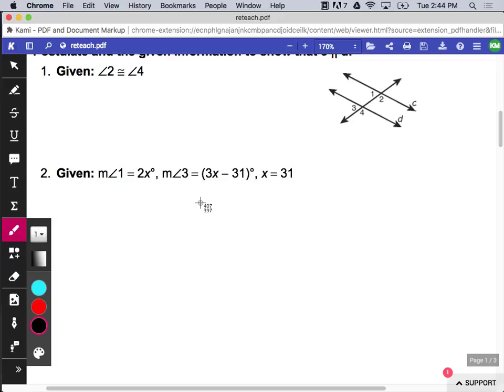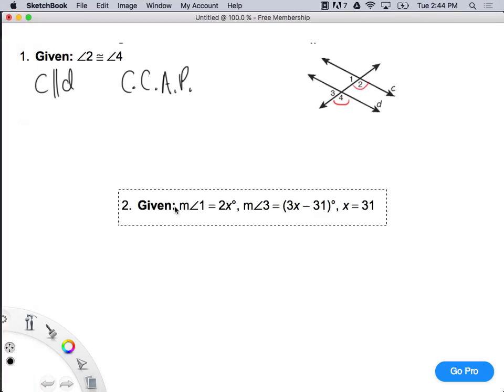Now, number 2, they make it a little bit more challenging.